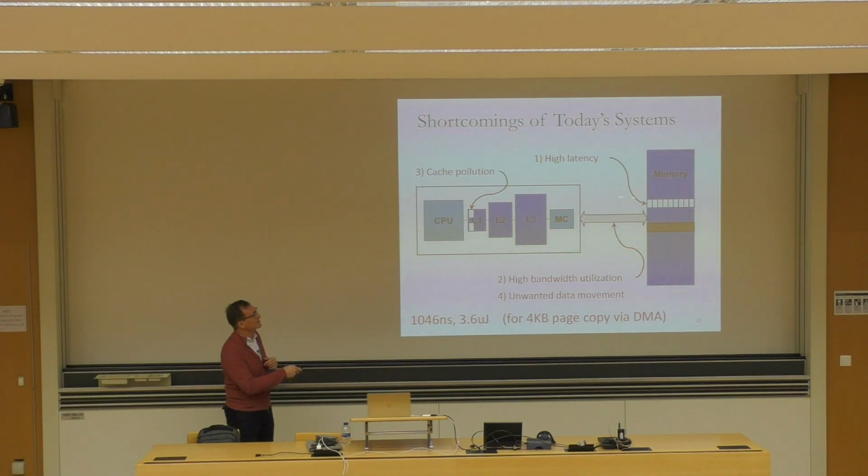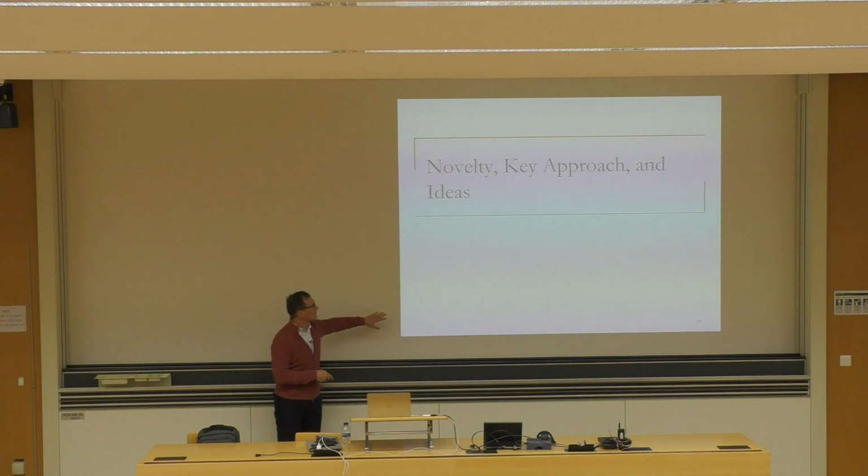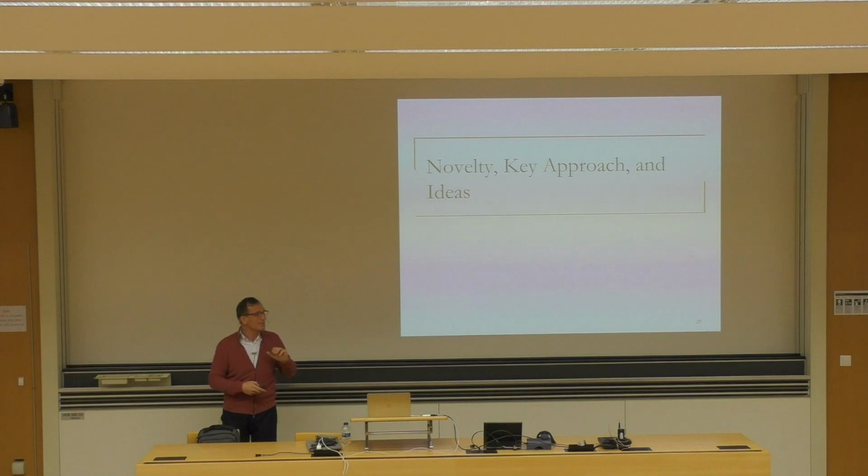If you do it in the best mechanisms that we know of today, through the direct memory access engine without going through the hierarchy over here, the paper shows that in some technology assumptions, in DDR3, it takes about 1046 nanoseconds and 3.6 microjoules. Okay, that's the problem basically.